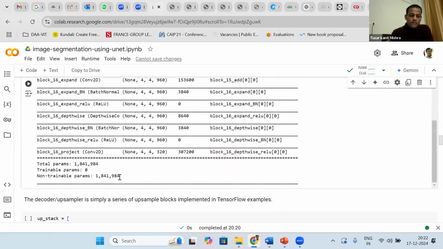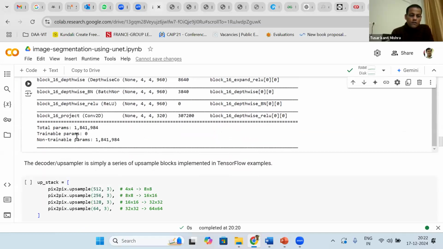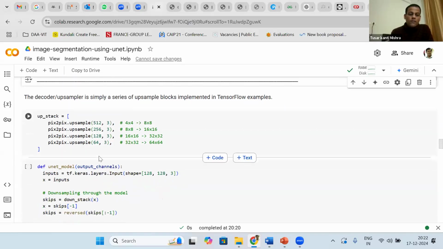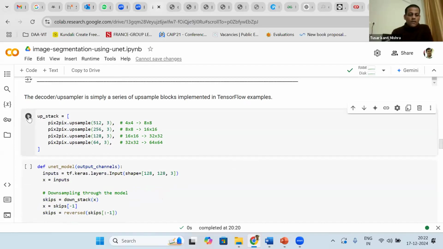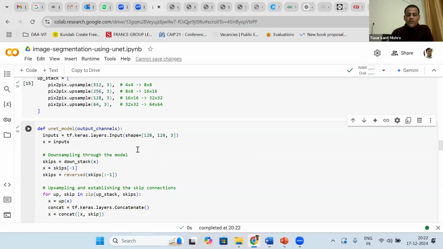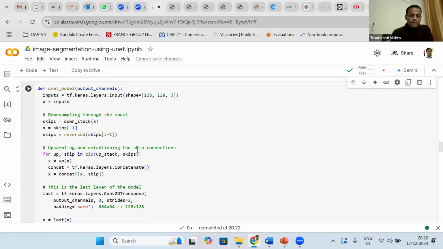I'm scrolling down rapidly. Because of the vast number of pixel depth, it is showing approximately 2 million parameters, and some 2 million non-trainable parameters, getting rid of 50% of the pixels. Now the decoder part, let us run this again. It's done. Now we are defining the UNET model for the output channel.